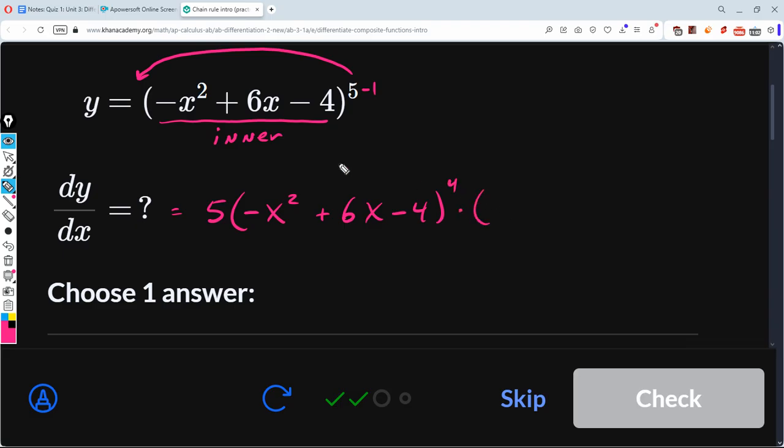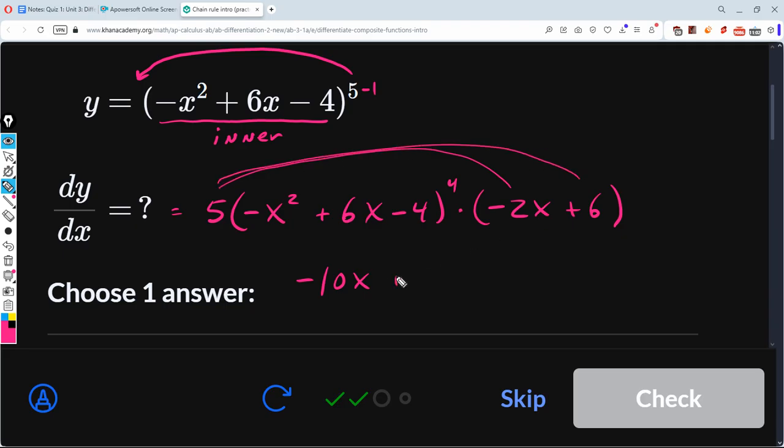And that's going to be times the derivative of the inner, okay? The derivative of negative x squared is negative 2x. The derivative of positive 6x is just positive 6. And the derivative of negative 4 is just 0. All right, these are all multiplied, so distributing. 5 times negative 2x is going to be negative 10x. 5 times positive 6 is positive 30.